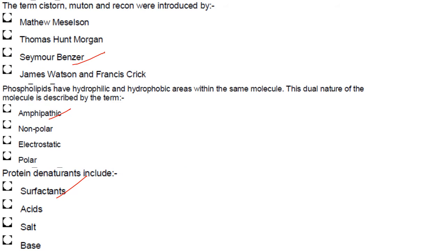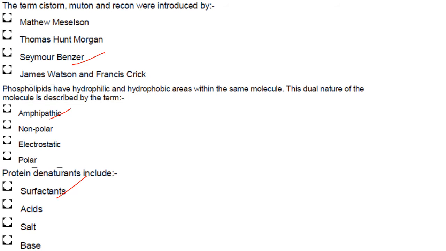The terms cistron, muton, recon were introduced by Seymour Benzer. He divided the gene into subunits, that is cistron, that are units of function, recon, they are units of recombination, and muton, they are unit of mutation on the basis of his work done in the bacteriophage T4.